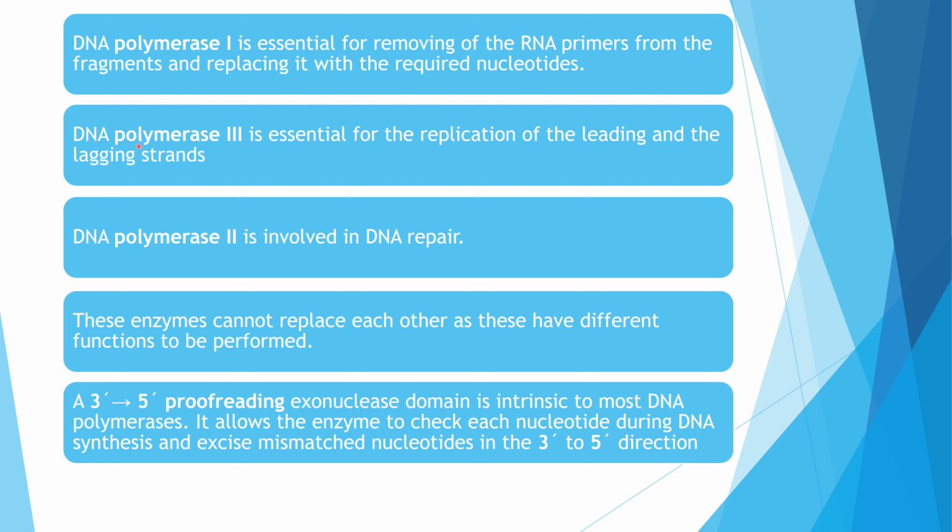DNA polymerase 3 is essential for replication of the leading and the lagging strands. DNA polymerase 3 is also involved in DNA repair. Together with a DNA helicase and a primase, DNA polymerase 3 participates in the replicative apparatus that acts at the replication fork.